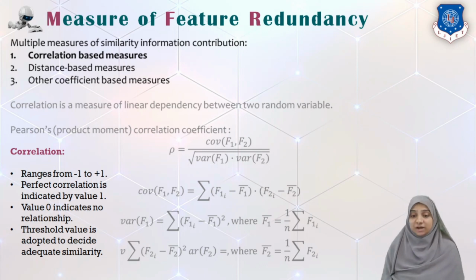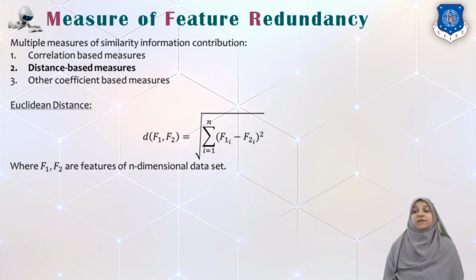So here we adopt a threshold value which can decide an adequate similarity. Say for example, I will consider all features which are having value more than positive or negative 0.8, then they will be considered as redundant features. Otherwise, they will be treated as non-redundant features.